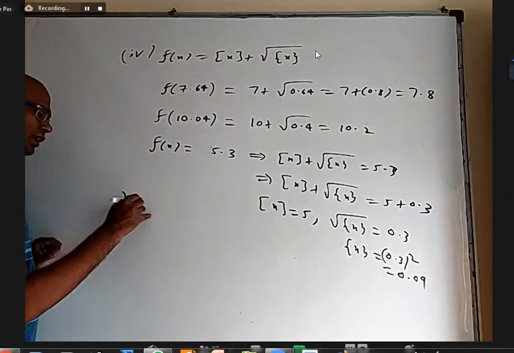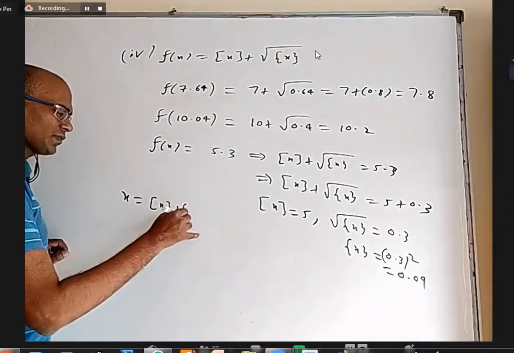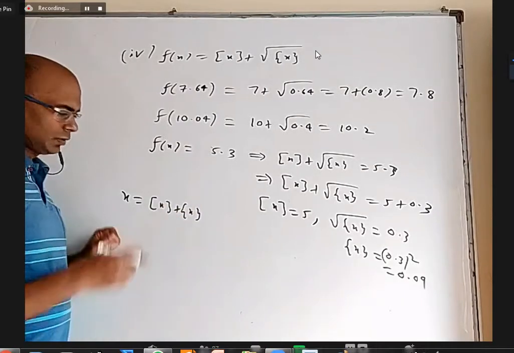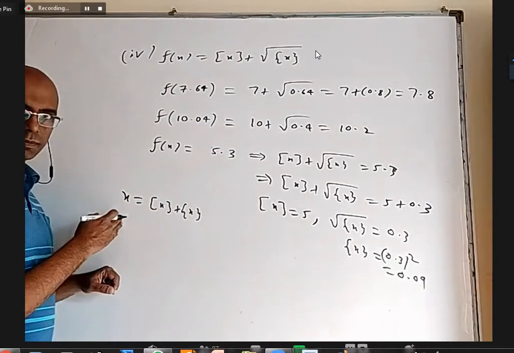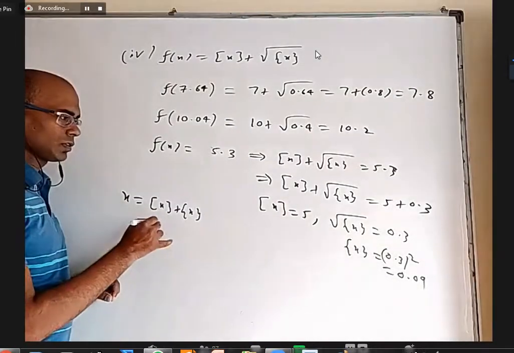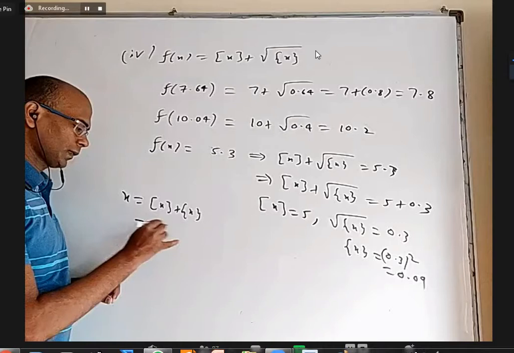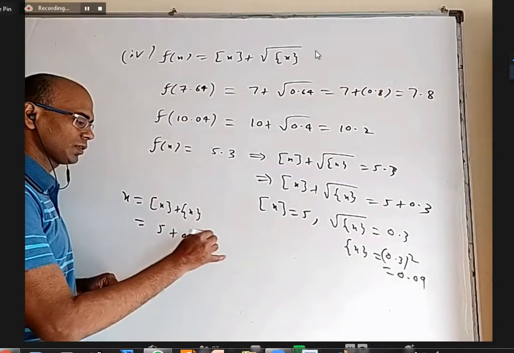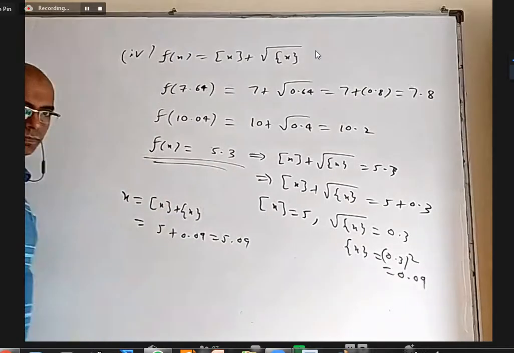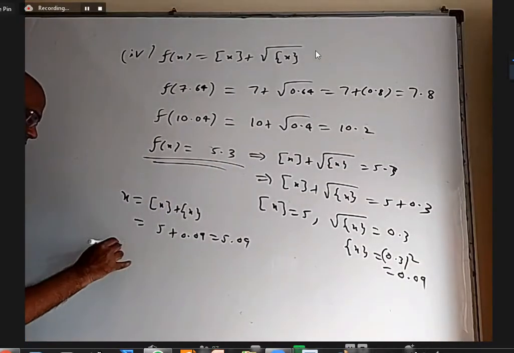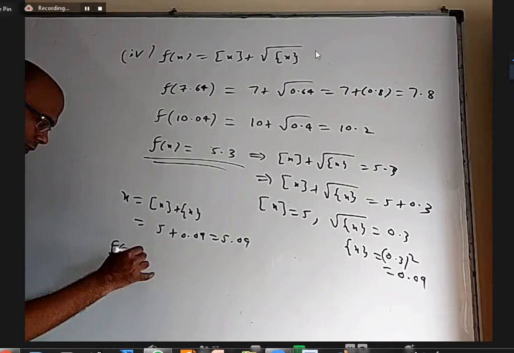And now coming to x, x is nothing but integer part of x plus fractional part of x. In fact, the fractional part of x definition is x minus integer part of x, by the way. So this will be 5 and this will be 0.09. So it is 5.09.